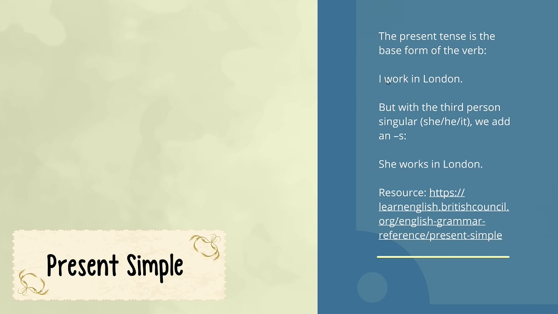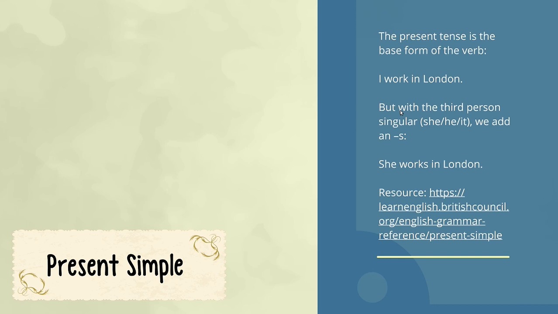But look at this word. It is I, okay? It is followed by work in the base form, okay? In London, which is the object. So this is subject, this is verb, this is an object, okay? And this verb is written in the base form, as I said before.